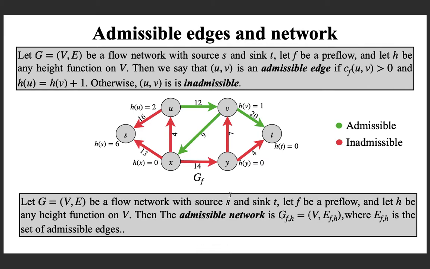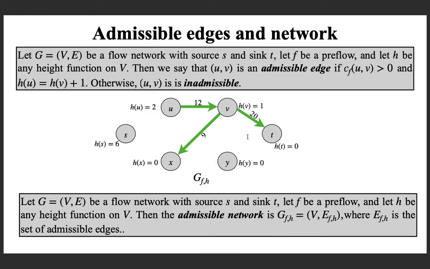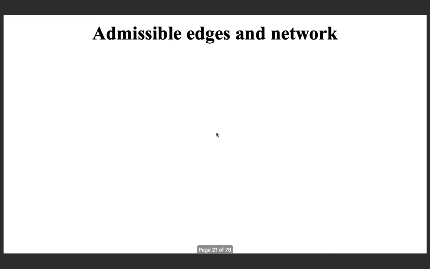Now, in terms of admissible edges, you can define the admissible network. It is nothing but the network where only the admissible edges are present. So simple. If you only consider admissible edges, the network that you are getting is called the admissible network. And the relabel-to-front algorithm needs to maintain what is called the admissible network, because it is only going to make use of admissible edges.